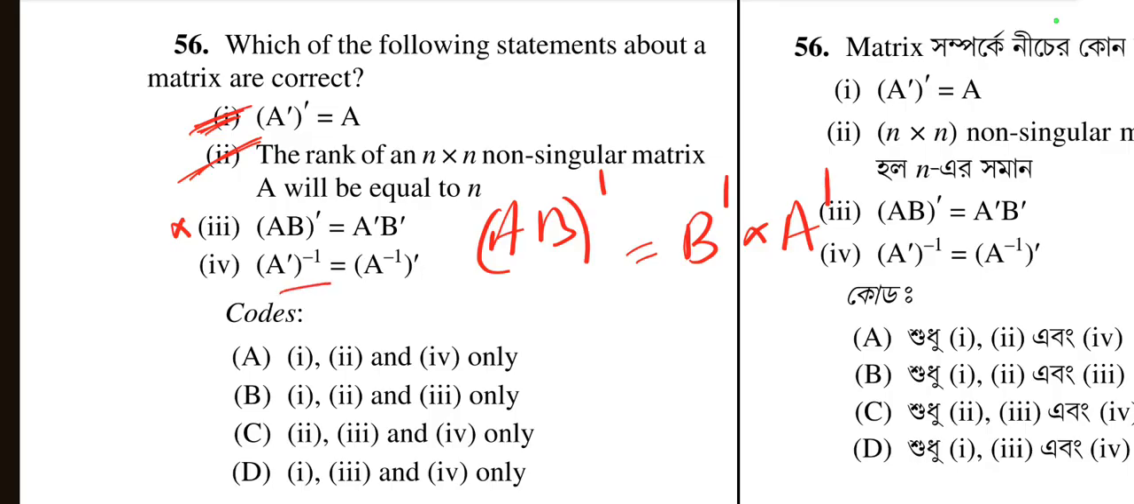This is the inverse of the transpose, which is equal to the transpose of the inverse. This is also equal, so option IV is equal. First, second and fourth are the correct statements, but option 3 is incorrect. So first, second and four only are correct. So option A is the right choice here. Question 56, the right option is option A.